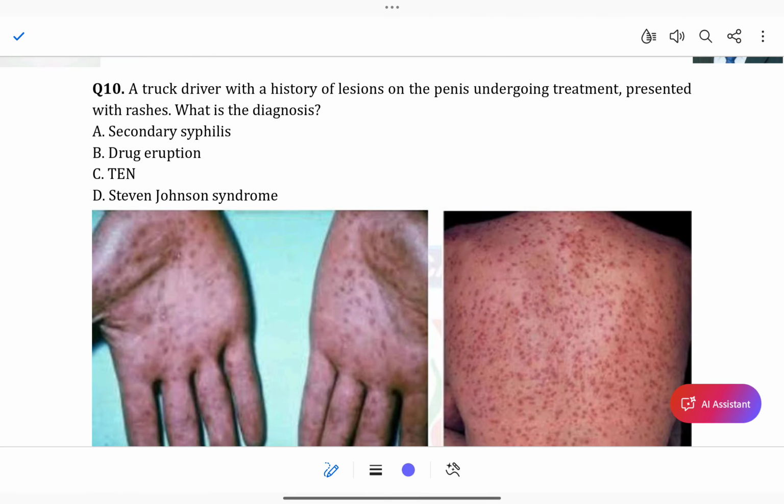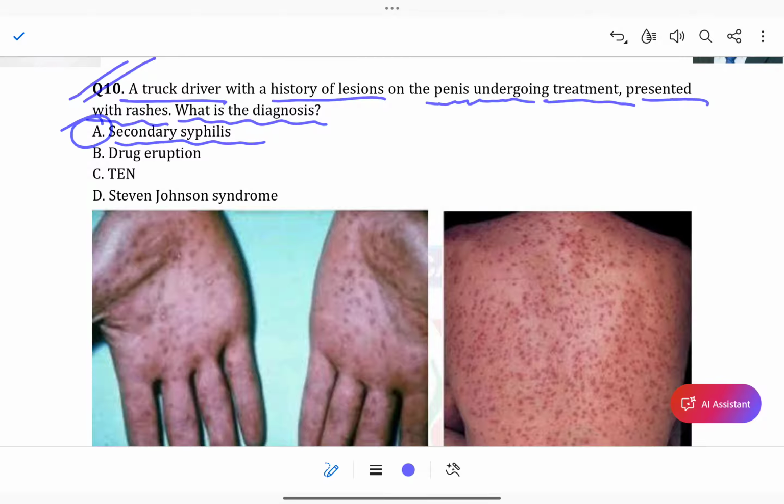One question, a very famous question for MCI: the truck driver. They always mention a truck driver or taxi driver. A truck driver with a history of lesions on the penis, undergoing some treatment, presented with rashes at the site of the penis, maybe on the glans or the foreskin. What is the diagnosis? Secondary syphilis, drug eruption, TEN, or Stevens-Johnson syndrome? The answer is very easy because this patient has syphilis, an STD.